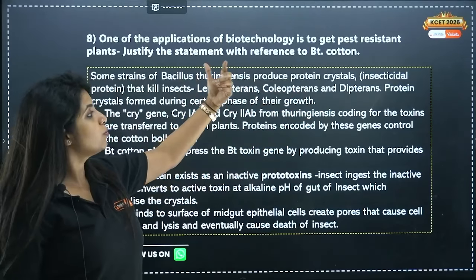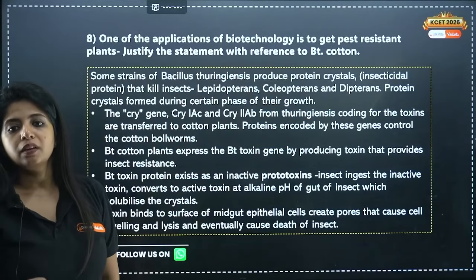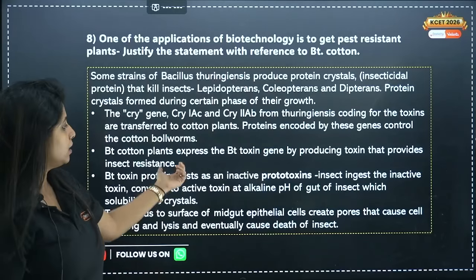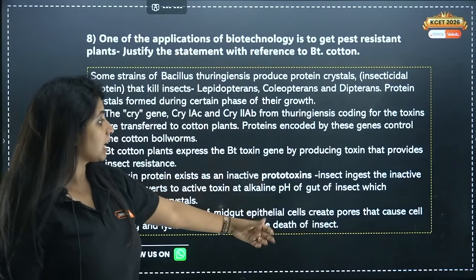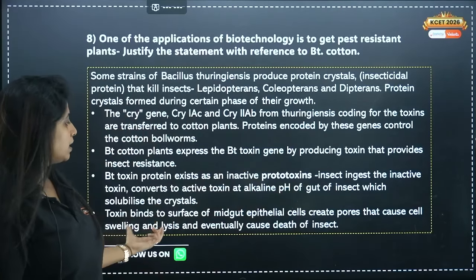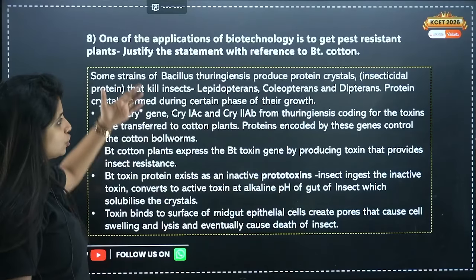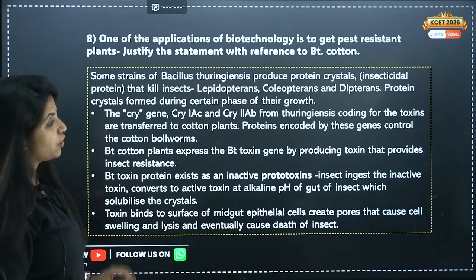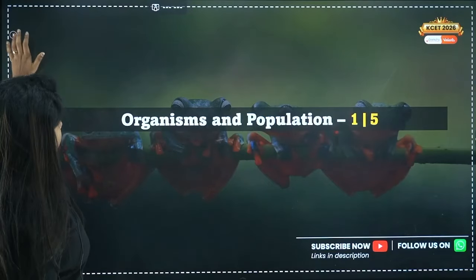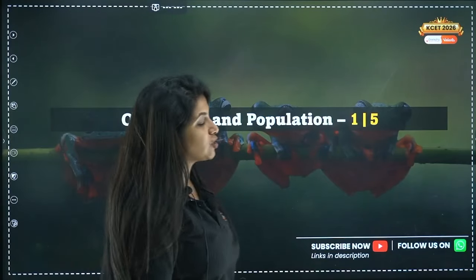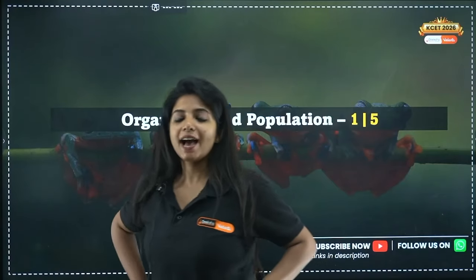Over here, they produce protein crystals, which are inactivated but get activated in the alkaline pH of the gut, and it creates spores in the epithelial cells, killing the whole organism. So just read this, that's all. Rest we have discussed. Now we are going ahead with the next chapter, that is organisms and population.